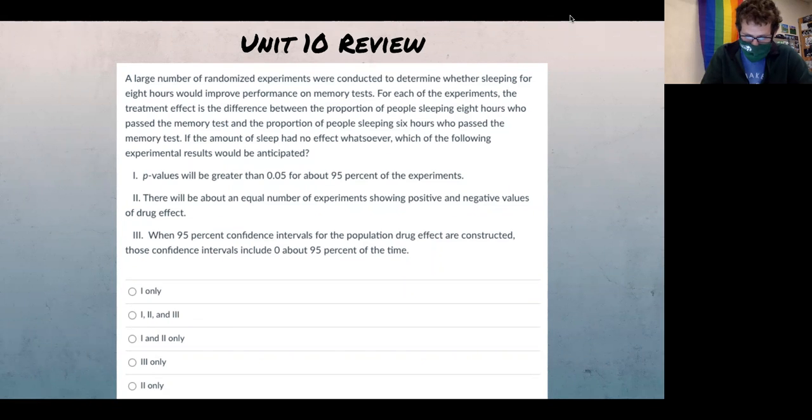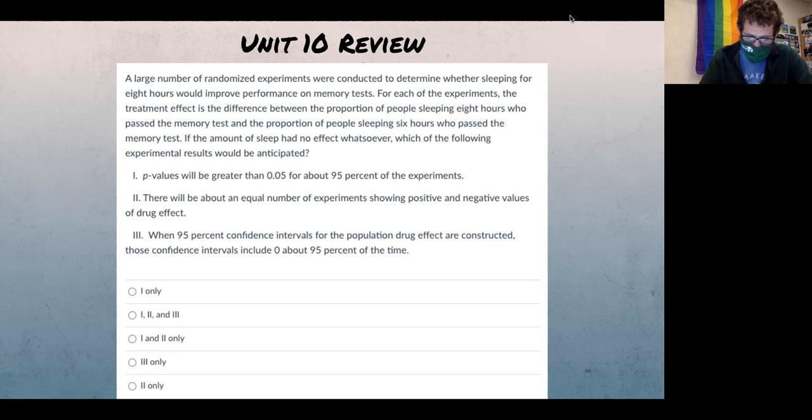So they describe the scenario, the experiment, where it's people who slept for either 8 hours or 6 hours, and then they take a memory test, and then what proportion of them were able to pass the memory test.